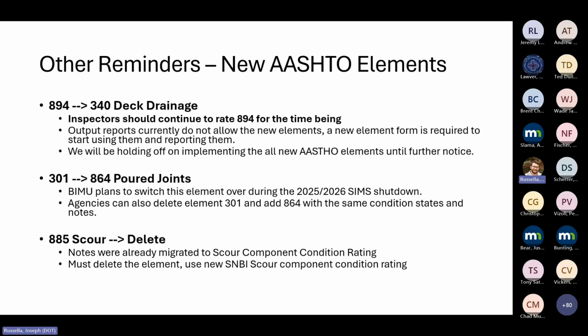Element 885, scour. We're just asking agencies to delete this element. We cannot bulk delete elements out of inspection or out of structures inventory. All of the notes that were in this element during last year's shutdown were transferred to the new scour component condition rating. You can verify that if you'd like, but they should all be transferred over. So you could just delete the element and continue rating the scour component condition rating.